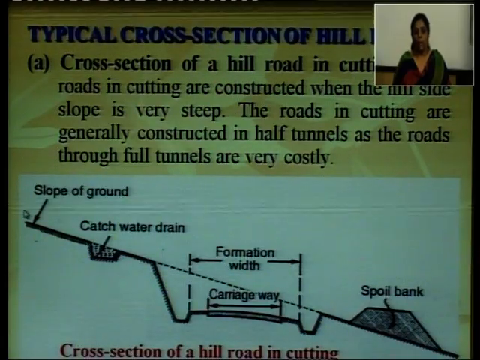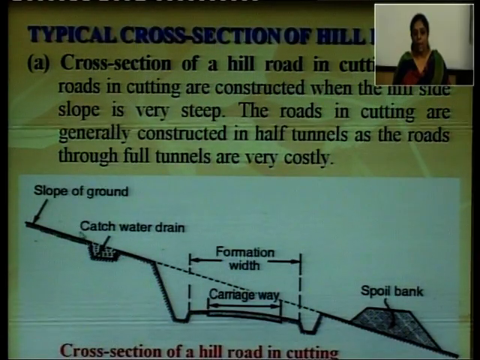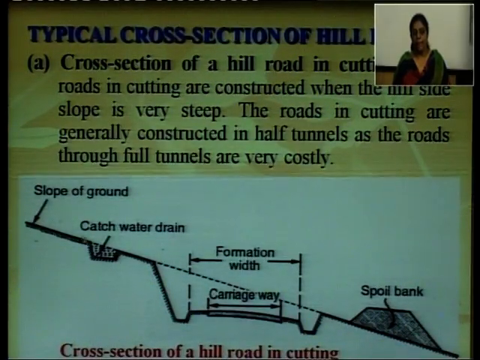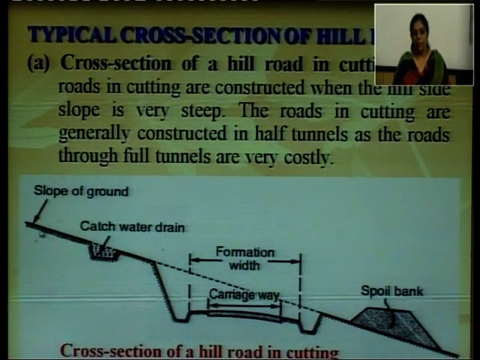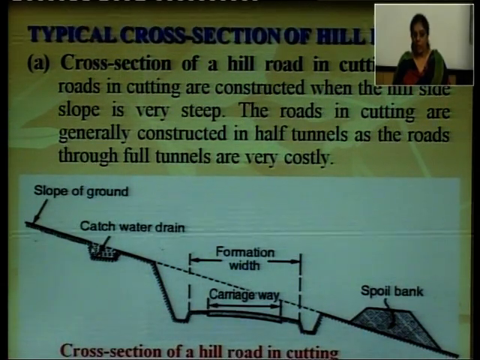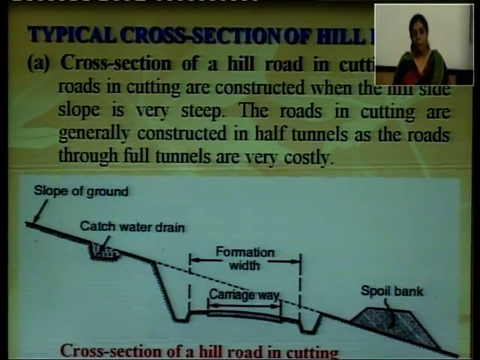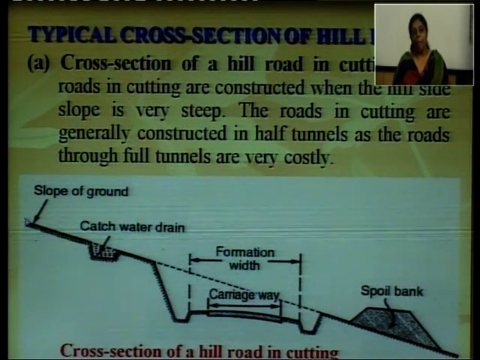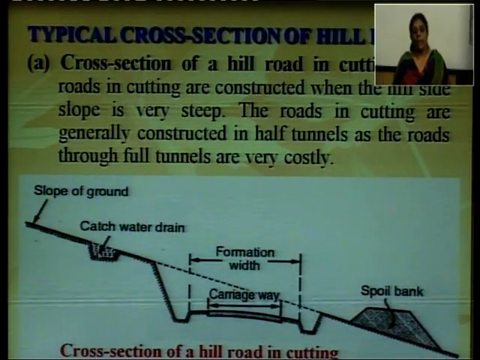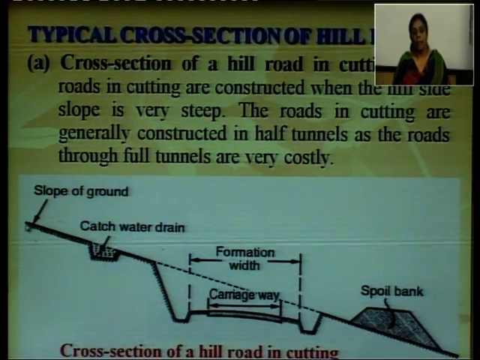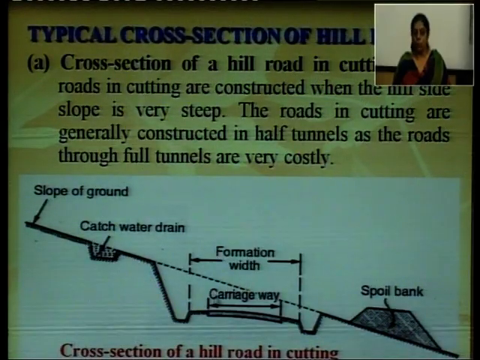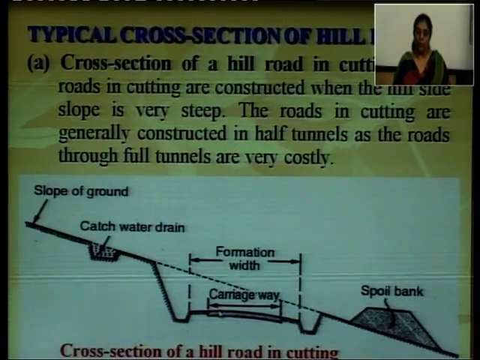So, the water flows down like this. This is a catch water drain. Water gets collected in this catch water drain, which is constructed uphill. If it is not constructed here, then definitely the whole of this water that is coming from above the slope will flow down on this road and it will definitely damage the road.